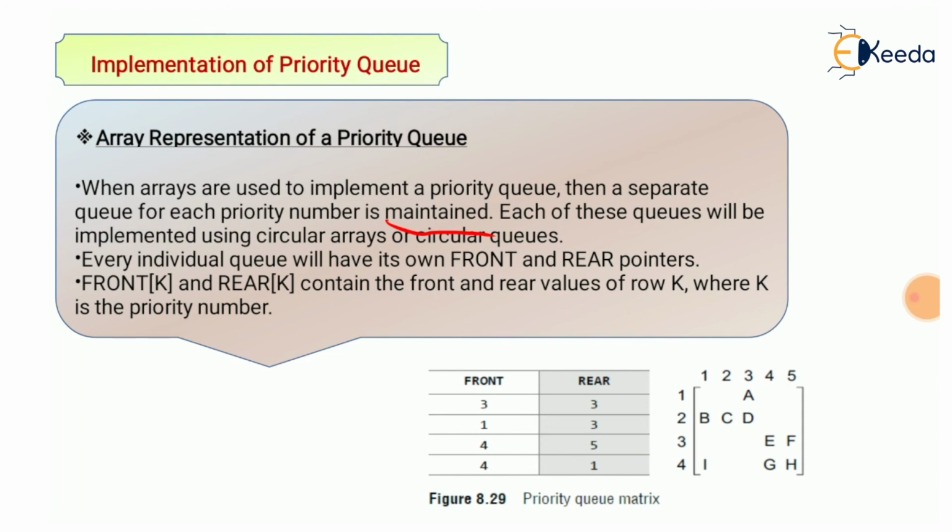Here front of k and rear of k contain the front and the rear values of row k, where k is the priority number. So this is a very simple representation of a priority queue, and in these two ways we can implement the priority queue in a data structure. So with this we end this topic of priority queue from the chapter Stack and Queue. Thank you.